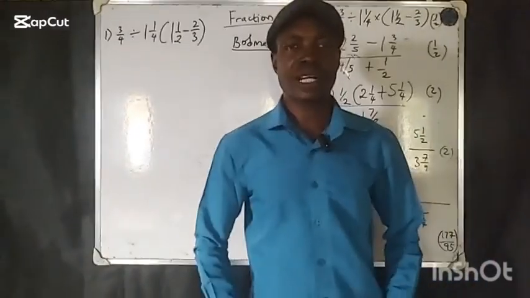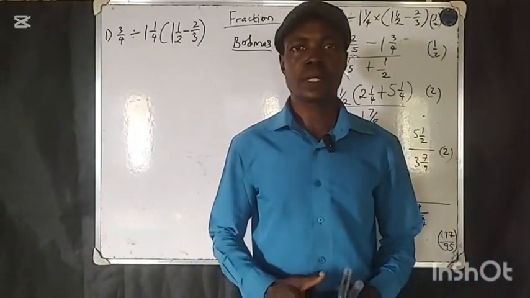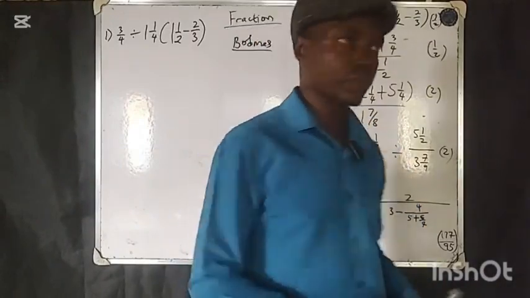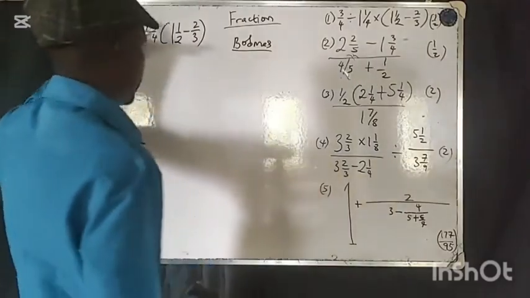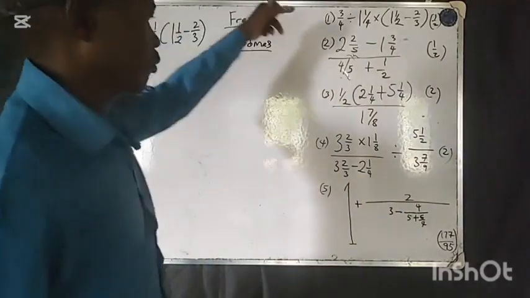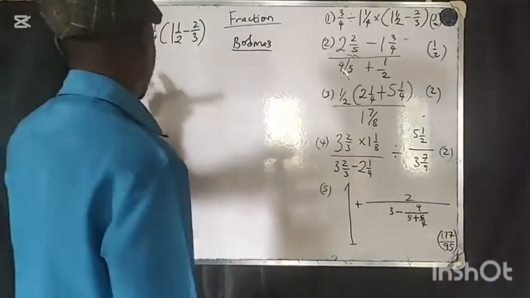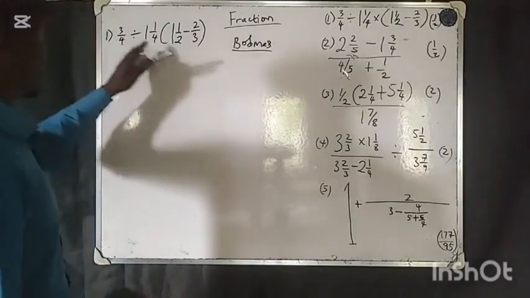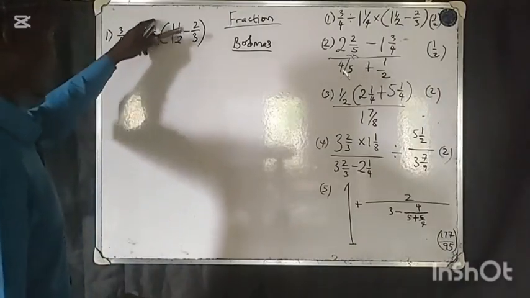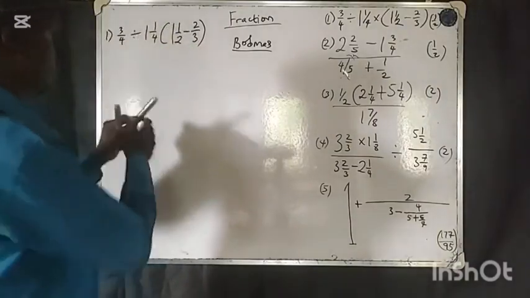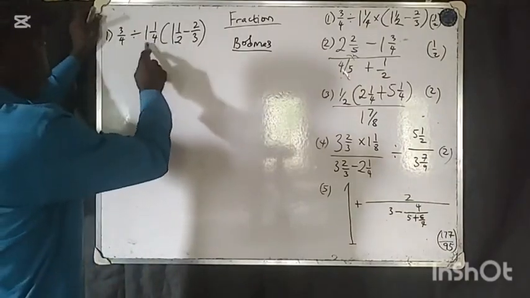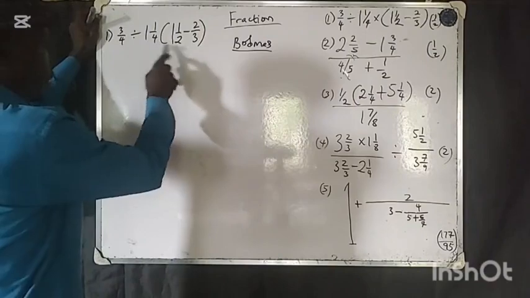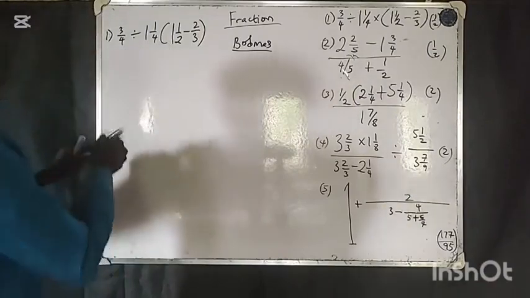We are looking at fractions today as a topic. So let's start with the first question. This is the first question on the board. I have 1 to 5 of them, and this is number 1 to solve. The first thing to do, as you can see, there are mixed numbers 1 and 2. We are going to change these mixed numbers to improper fractions before we continue our solution.